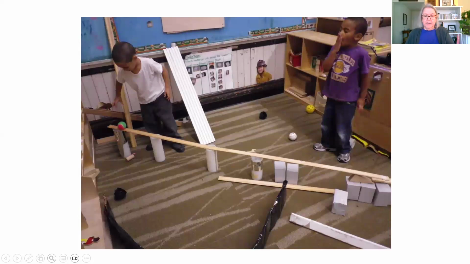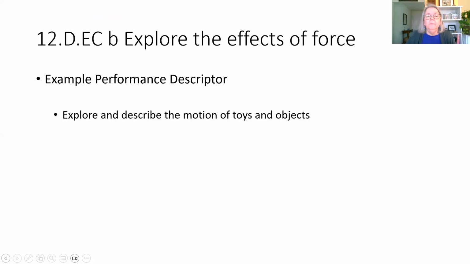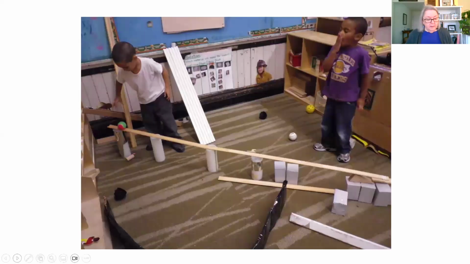So now we're going to take a look at the effect of force and motion. Here's an example of a performance descriptor, these are resources of ideas of what a benchmark looks like in action. So we're going to look at materials for exploring force and motion and how objects move.